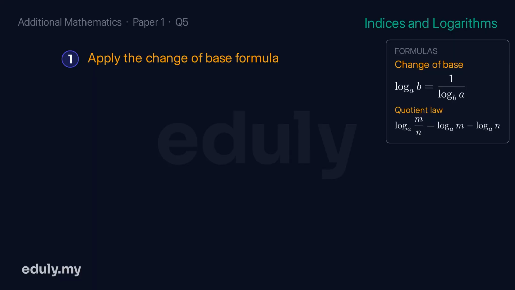Step 1. Apply the change of base formula to flip the log. We start with the expression we want to find. Applying change of base, the base becomes the new argument and the argument becomes the new base. The whole thing flips into a reciprocal.